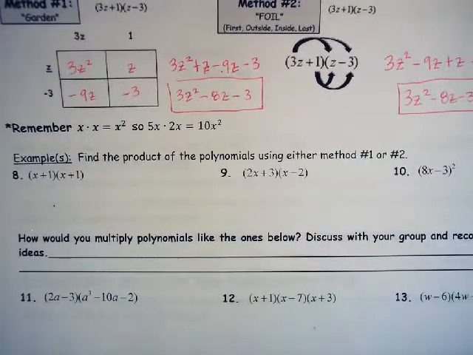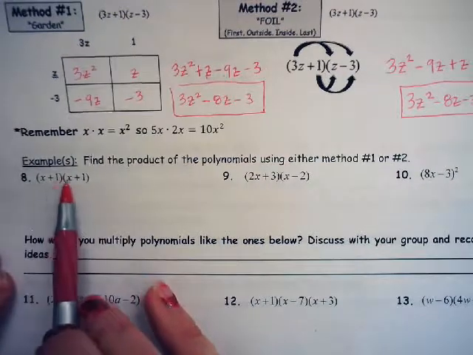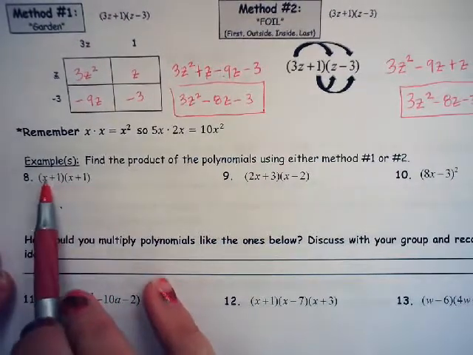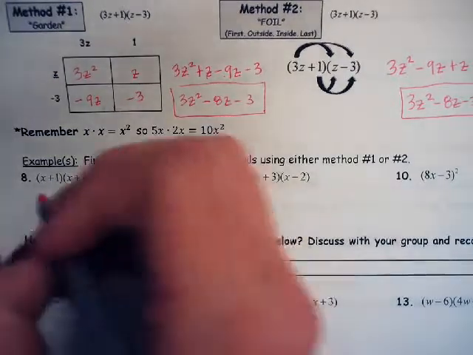On 8, and if you're doing this live in class, you should be pausing the video right now and working on these on your own and then checking the answer afterwards. So I'm going to go ahead and keep going, but if you're in class right now, pause the video. So x plus 1 times x plus 1. So if I do the FOIL method, I'm going to do them both ways. I'm going to do FOIL method first.